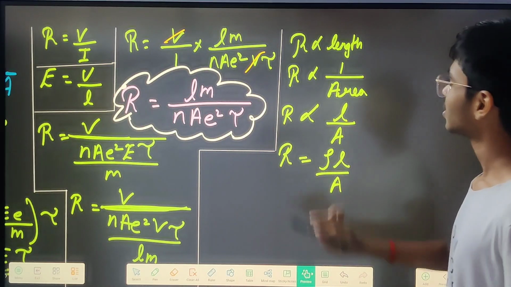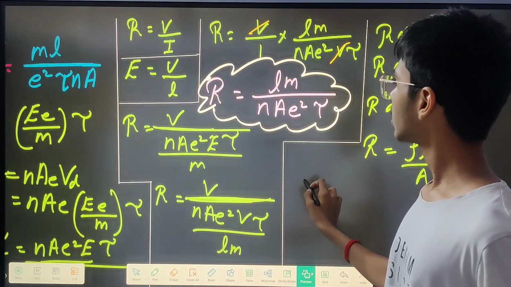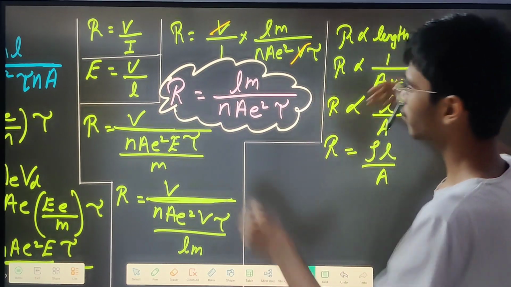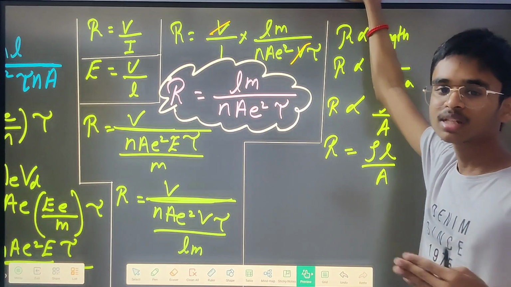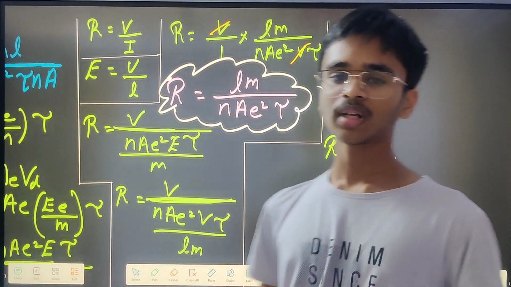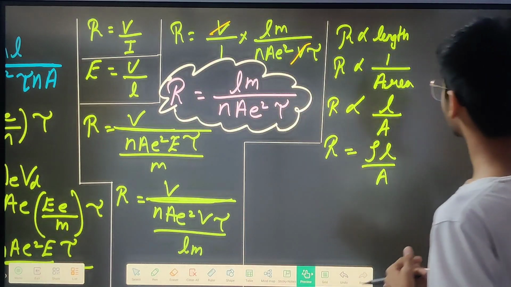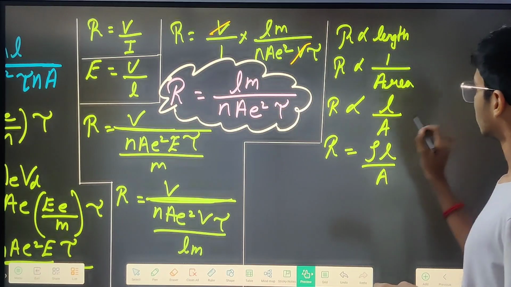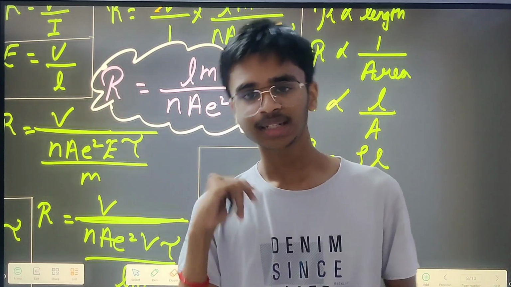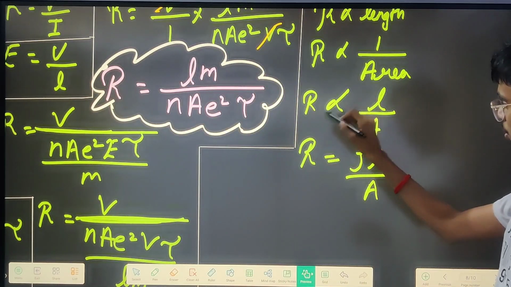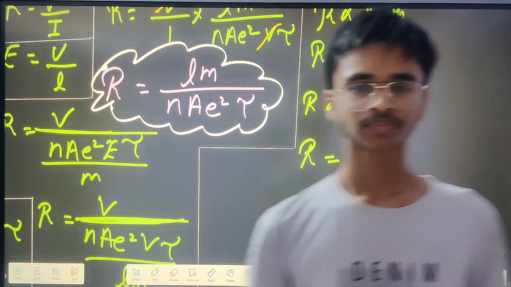From this formula R is equal to V by I, there is something we haven't taken from this. This is something we have taken from experiments, where resistance is directly proportional to length and inversely proportional to area. If you combine these two, resistance is proportional to length by area. In order to remove this proportionality symbol, you can write resistance is equal to rho L by A.